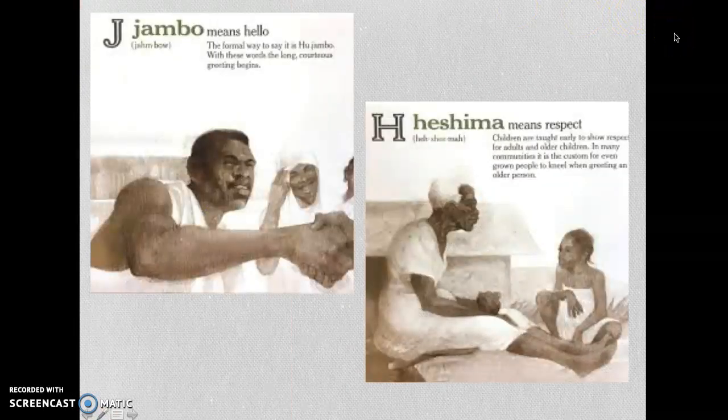And these are the two images that I chose from the book. The famous Jambo Means Hello that's on the front of the book, and H, Hiroshima, means respect. So the kids would pick one of those or a different letter and illustrate what they felt like the illustration should be for that word or phrase.